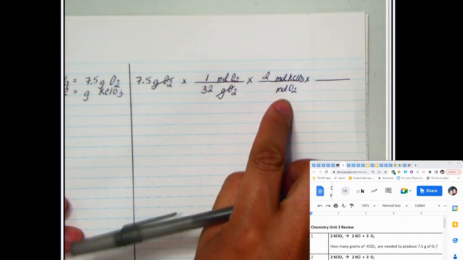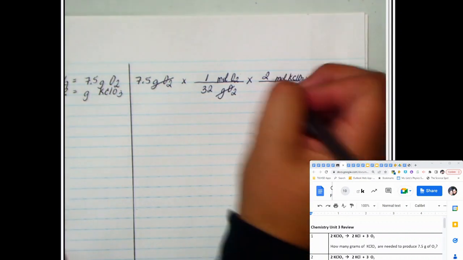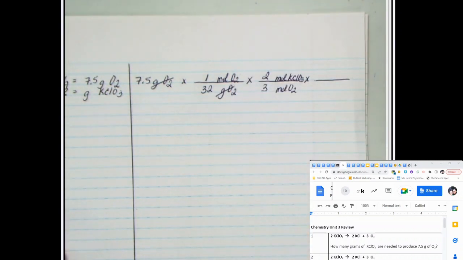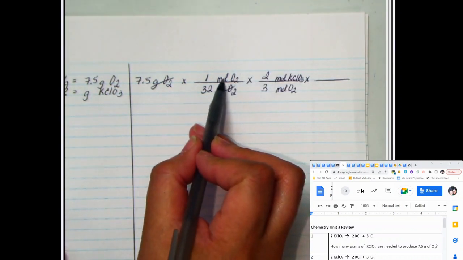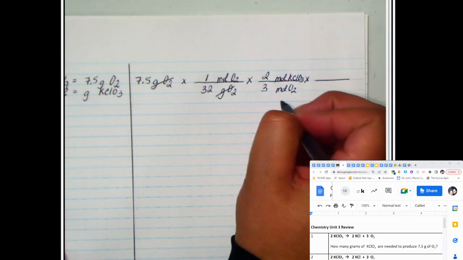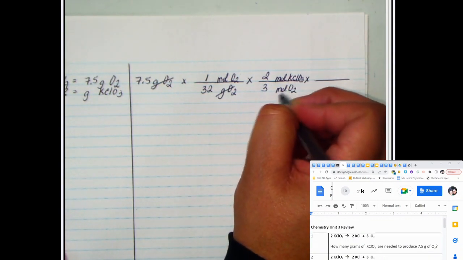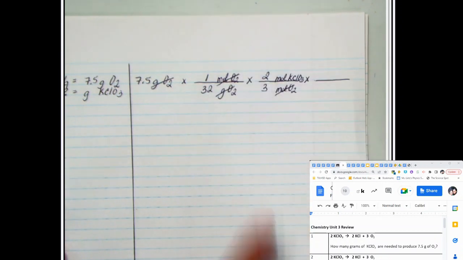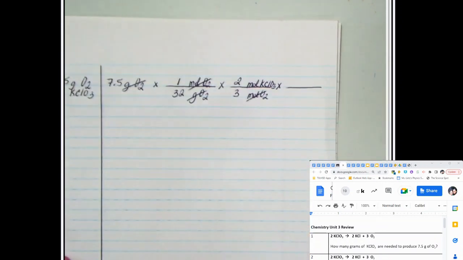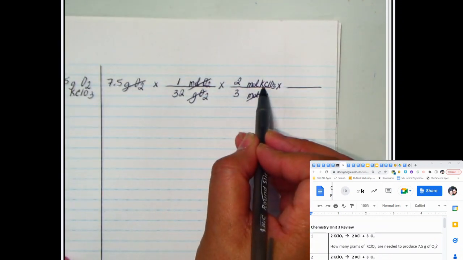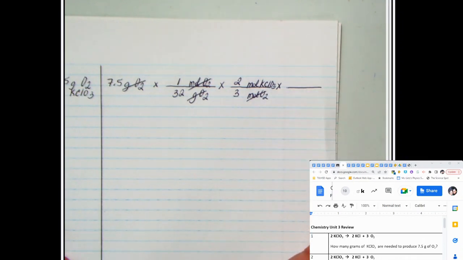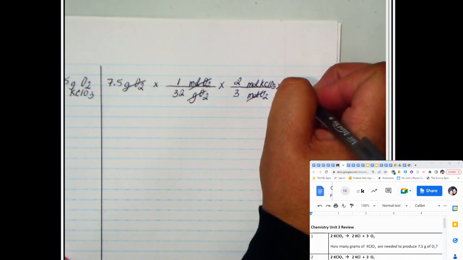And in front of the O2 is what? 3. All right, that line's taken care of. I have moles O2 on top, moles O2 on bottom, so those are going to cancel out. All right, now it brings us to our last line. We have moles KClO3 on top, so where would that go here? At the bottom.